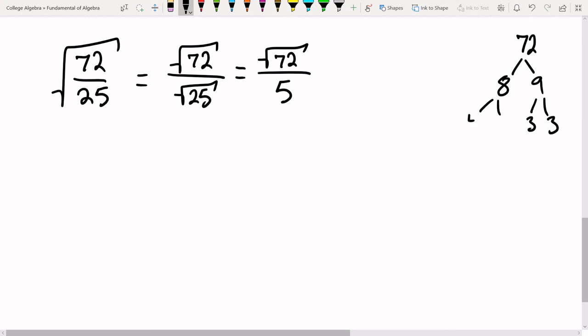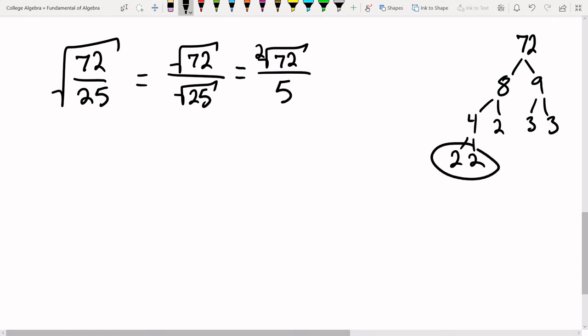8 is 4 times 2. And 4 is 2 times 2. Now we have 2 times 2 times 2 times 3 times 3. These are all prime numbers, so I can stop. There's no more. This is the prime factorization of 72. Again, we're looking at a square root here, which means the power on the square root is 2. So we're looking for groups of 2.